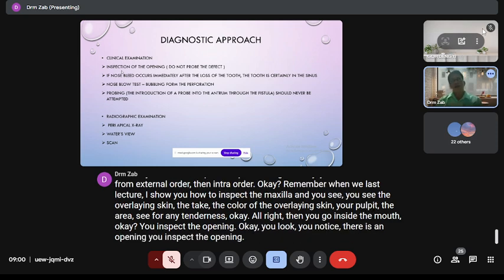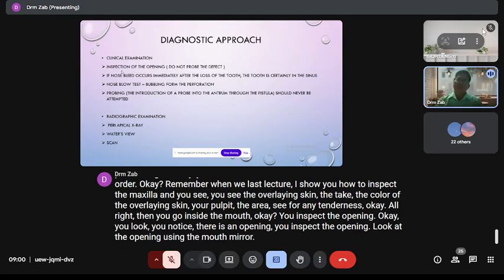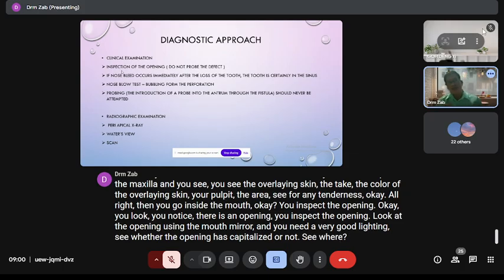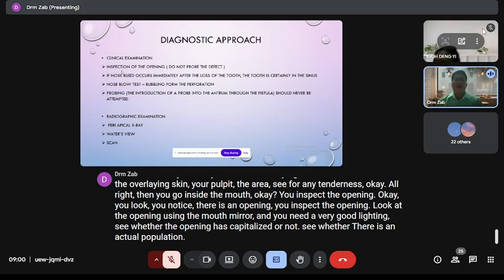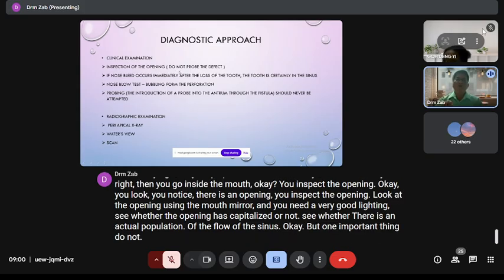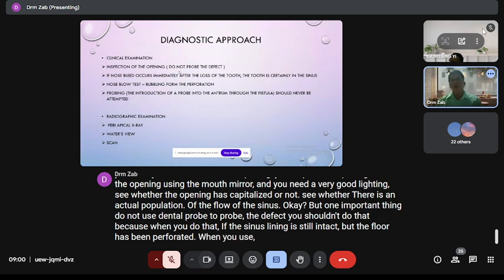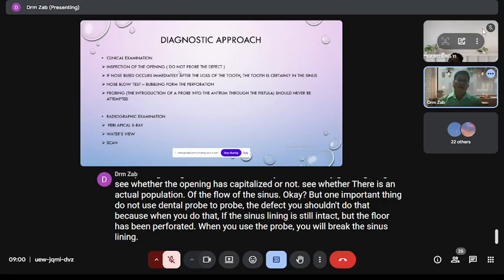You inspect the opening. Look at the opening using the mouth mirror, and you need very good lighting. See whether the opening has epithelialized or not, and whether there is an actual perforation of the floor of the sinus. But one important thing, do not use a dental probe to probe the defect. If the sinus lining is still intact but the floor has been perforated, when you use the probe, you will break the sinus lining. So do not use the dental probe.